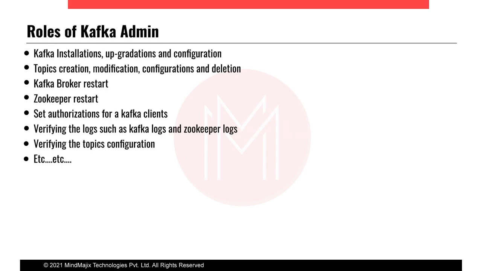Now let's talk about the roles of a Kafka admin. What does a Kafka administrator have to do in his day-to-day activities? Number one, Kafka installations, upgrades, and configurations. Number two, topic creation, modification, configuration, and deletion. So what is this topic, and how to create them? Yes, we are going to see that when we start the technical things. And Kafka broker restart, Zookeeper restart.